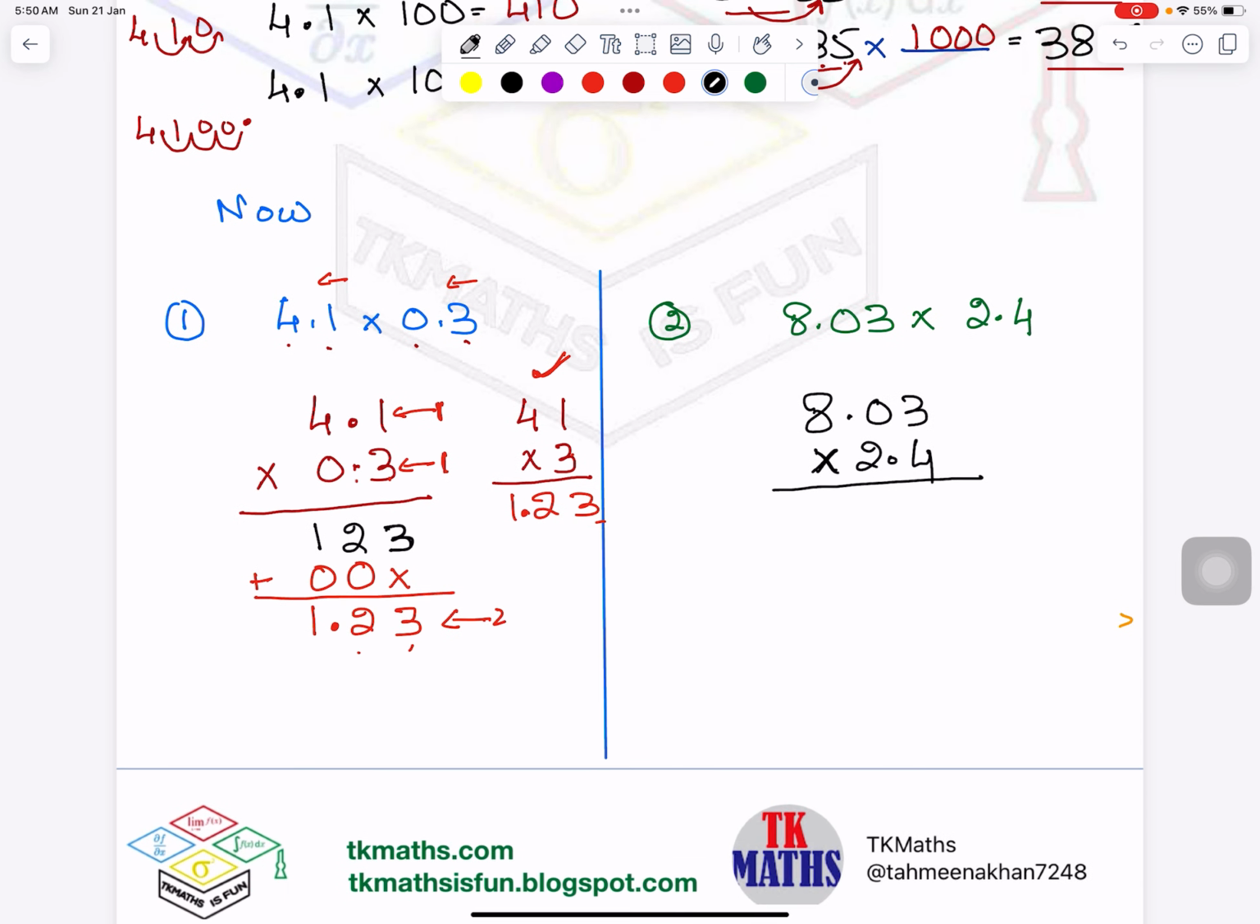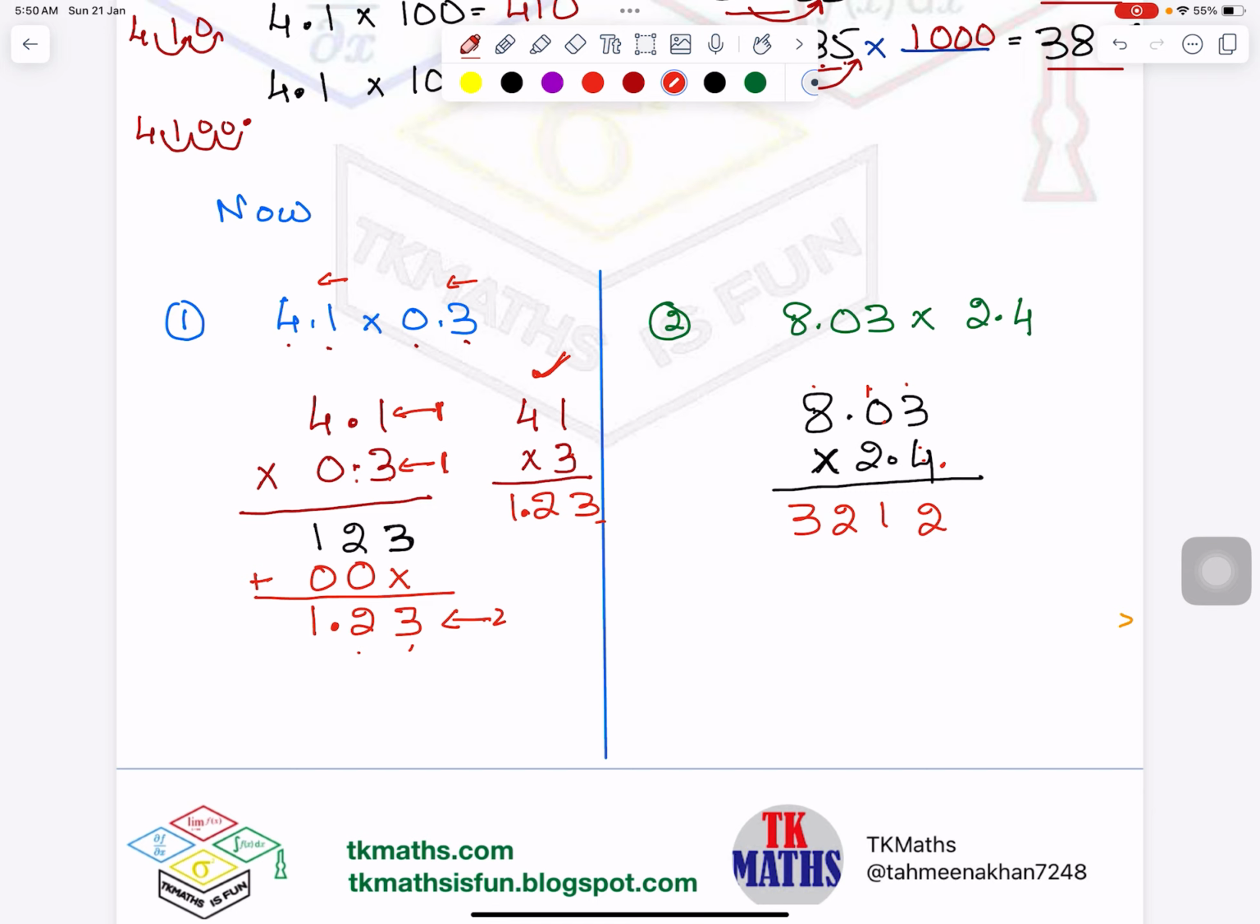Okay, so first I will multiply 4 with all these 3 digits, 308. So 4 3s are 12, 1 you will carry it forward. 4 zeros are 0, plus 1 is 1. 4 8s are 32.